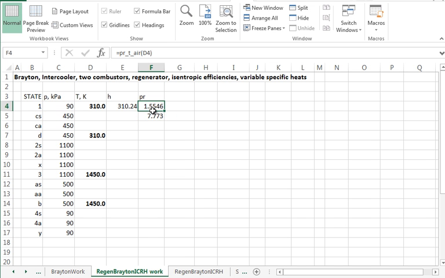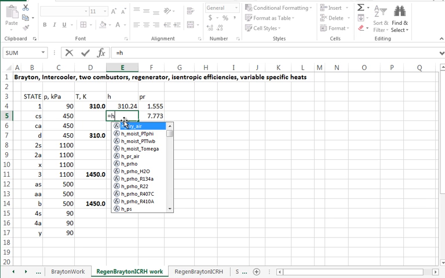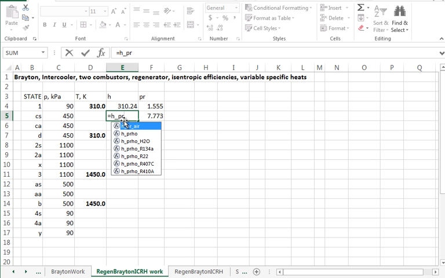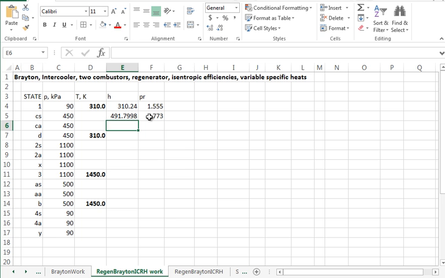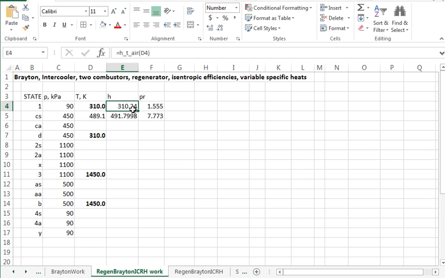If you want, you can clean up the digits a little bit. Now that I know P sub R, I can go and get H as a function of P sub R for air, and I'll feed it the P sub R. And I can also get T as a function of P sub R for air. Feed it P sub R. And there you go. Probably should clean up these as well. That should be enough digits on the H. You can always show more digits later.